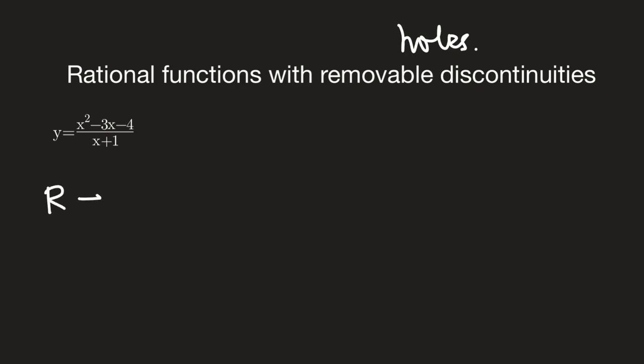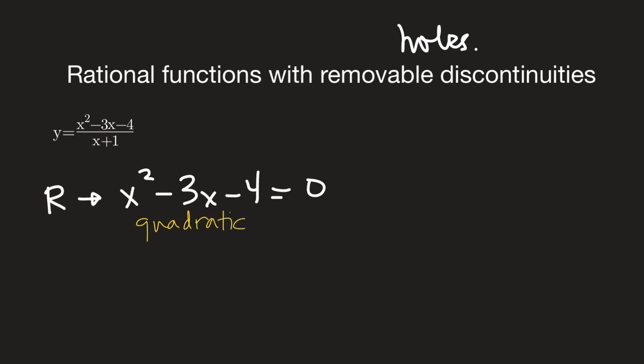So R is your roots. Okay, your roots come from your numerator, x squared minus 3x minus 4 equals 0. Okay, so this is where it crosses your x-axis. Hopefully, this is a factorable quadratic. I believe that it is a factorable quadratic. So we're going to do a quadratic style factorization.